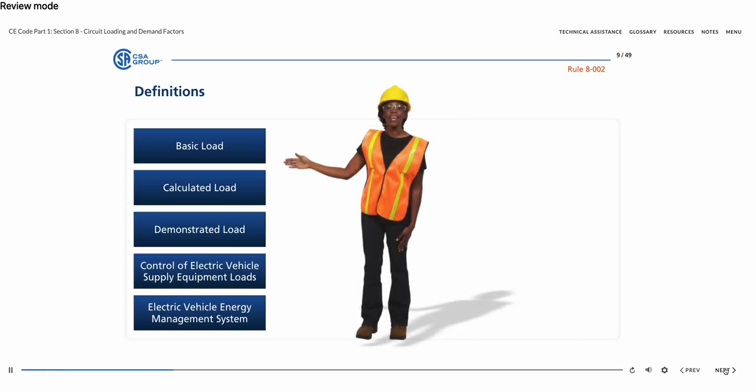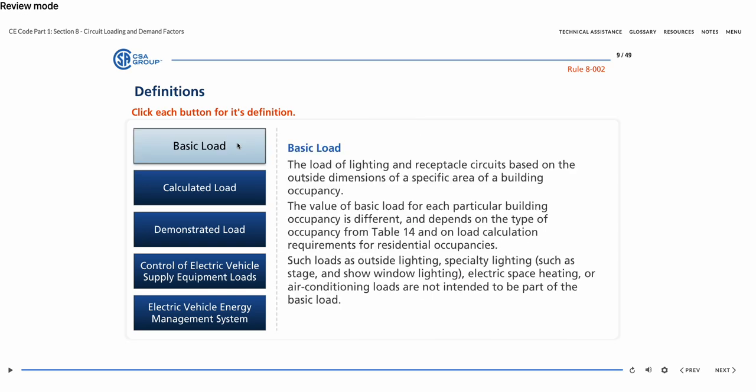The following terms are in Rule 8002 of the Electrical Code. Basic load is the load of lighting and receptacle circuits based on the outside dimensions of a specific area of a building occupancy. The value of basic load for each particular building occupancy is different and depends on the type of occupancy from Table 14 and on load calculation requirements for residential occupancies. Such loads as outside lighting, specialty lighting, such as stage and show window lighting, electrical space heating, or air conditioning loads are not intended to be part of the basic load.